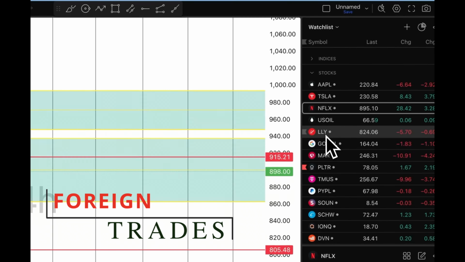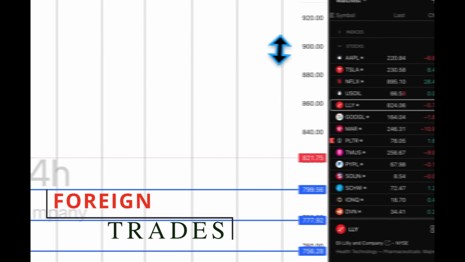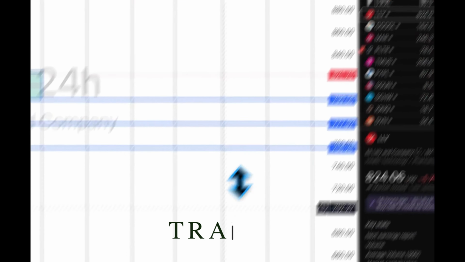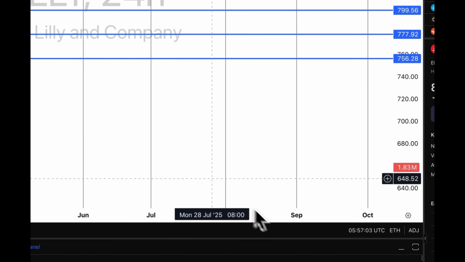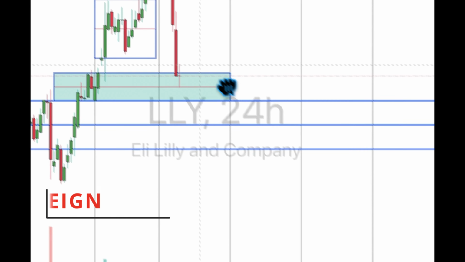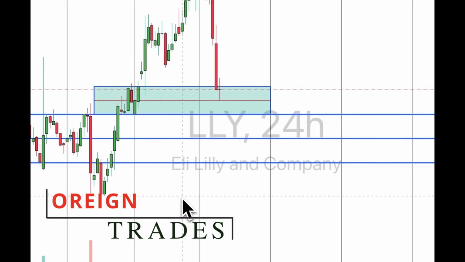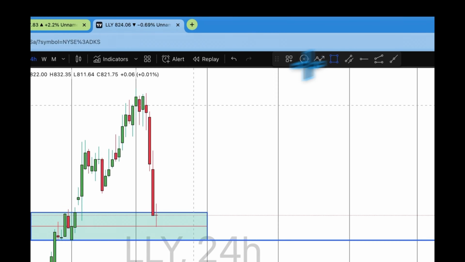I'm about to take a look at LLY. Okay, it looks like it's dropping. I wish I would have got into this, but I didn't. I looked at this in the morning. So I'm gonna just start this over. I'm gonna just delete this, and I'm gonna show you what I see.